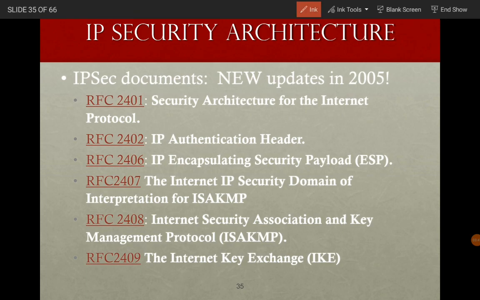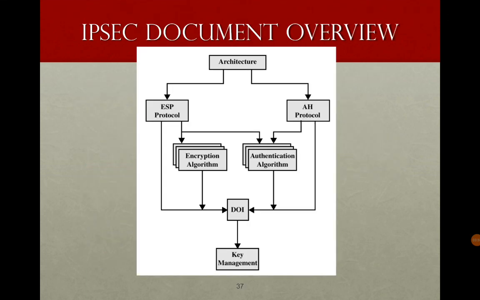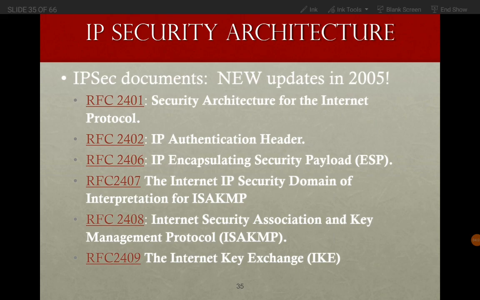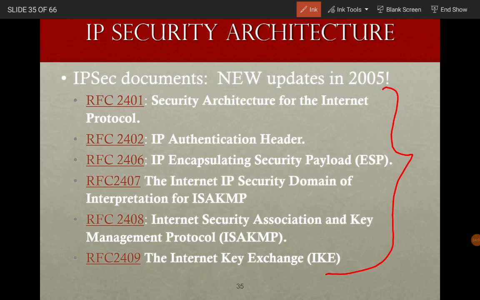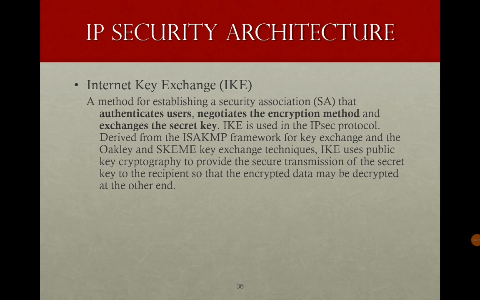Now we move on to the IP security architecture. IP security architecture comprises ESP protocol, authentication protocol, encryption algorithm, authentication algorithm, domain of interpretation, and key management. What are the IPsec documents? It comprises several documents which support authentication header, ESP, domain of interpretation, then ISAKMP, that is Internet Security Association and Key Management Protocol, then Internet Key Exchange.